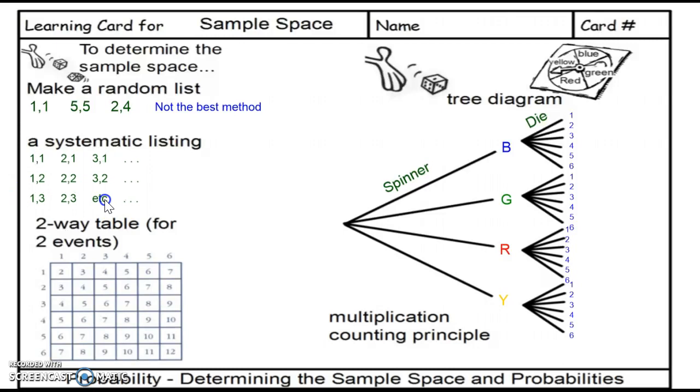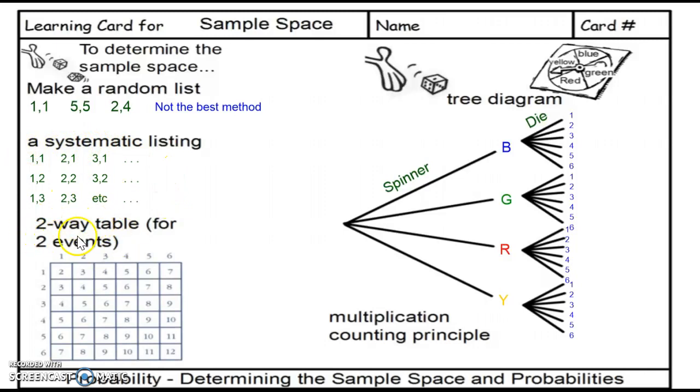And so that's the second one. I would recommend, if you can, use a systematic listing. So this would be 1, 1, 1, 2, 1, 3, 1, 4, 1, 5, and 1, 6. I don't have room for all of it. Or we could go, and then we have 2, 1, 2, 2, 2, 3, 2, 4, 3, 1, 3, 2, 3, 4, and so on and so forth. So this is a pretty good method for creating your sample space as well.